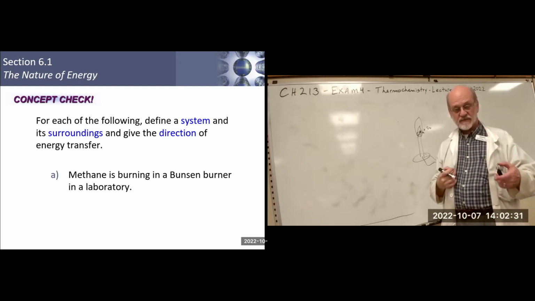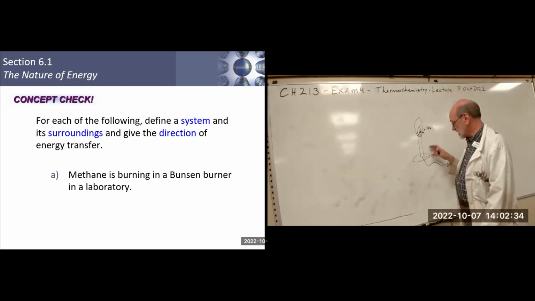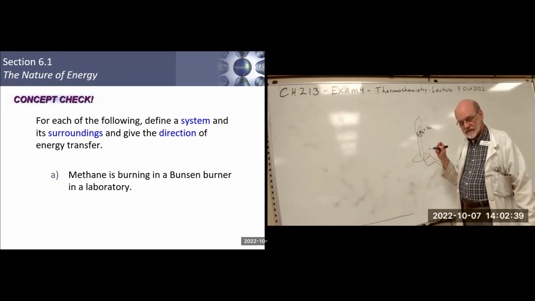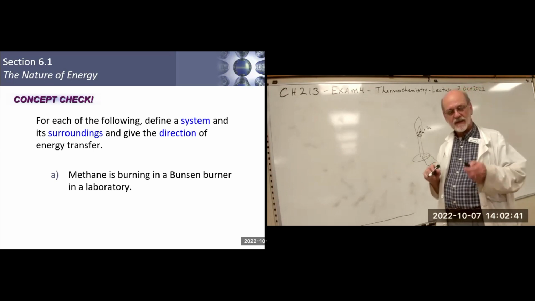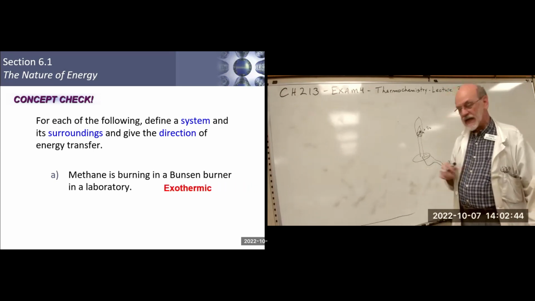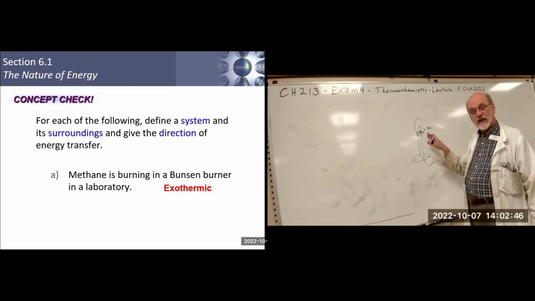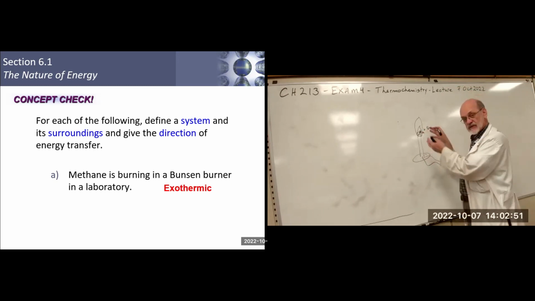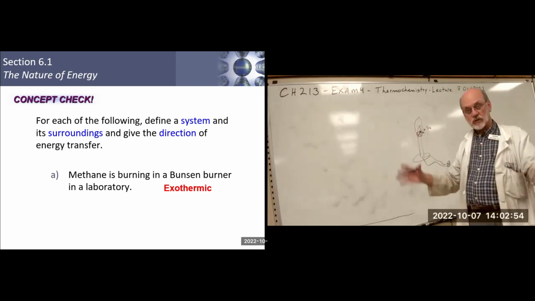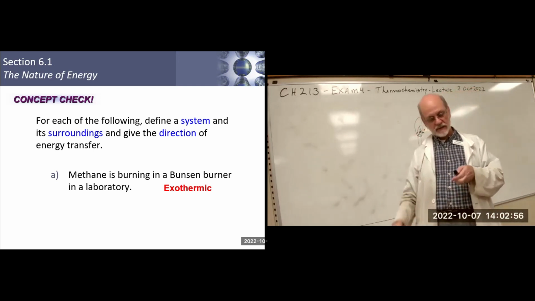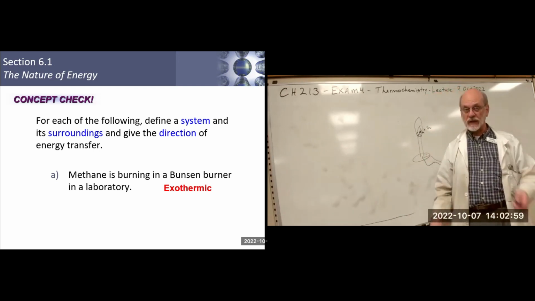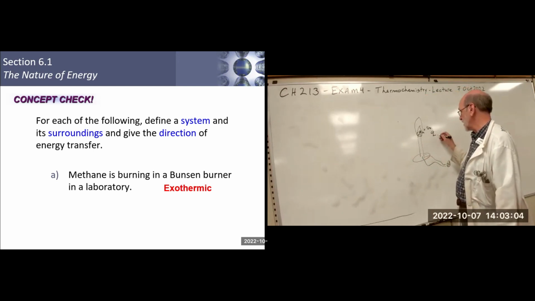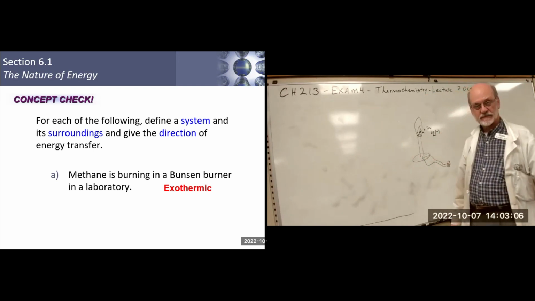So what is the system? The system is not the burner. The system is the methane oxygen mixture. Okay? And it is giving off heat. We can feel it, right? The heat's being released by this reaction to the surroundings, to the room, which is the direction is exothermic. So the sign on anything we gave to this process would be negative.